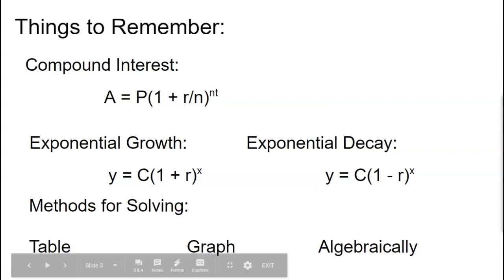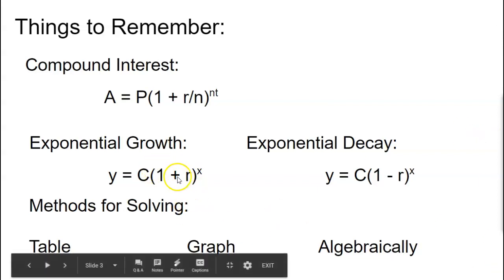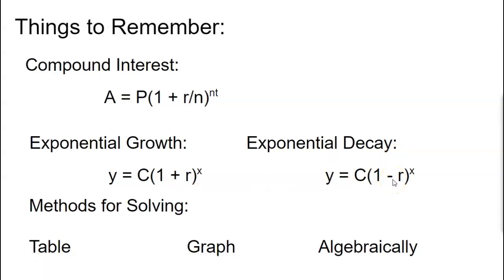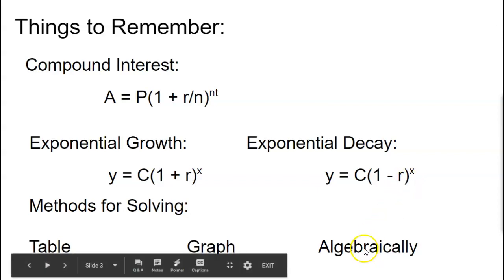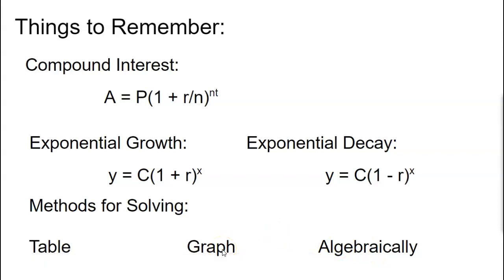Don't forget, for exponential growth, we always add that percentage rate, and for exponential decay, we always subtract the percentage rate. And we've actually used 3 methods for solving all of these types of equations. You can look at the table and make an estimate between which 2 numbers where something happens. You can solve it algebraically using inverses, and we can look on our graph and look for where the 2 parts of the equation intersect one another.